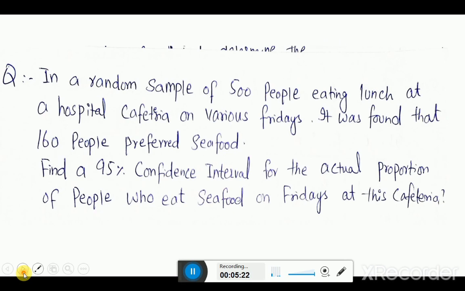Now let's start. I have taken a question from the book, and first we will read out the question, and then we will see how to solve it. This question is relevant to proportion: find a 90% confidence interval for the actual proportion. Proportion means that we have to find a confidence interval for P of people who eat seafood on Fridays at this cafeteria.